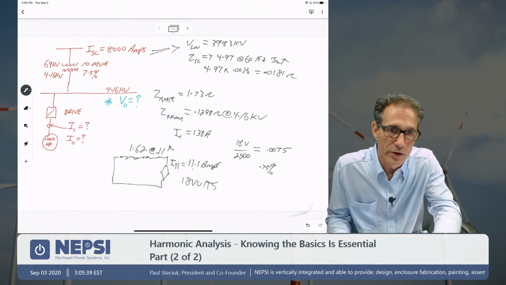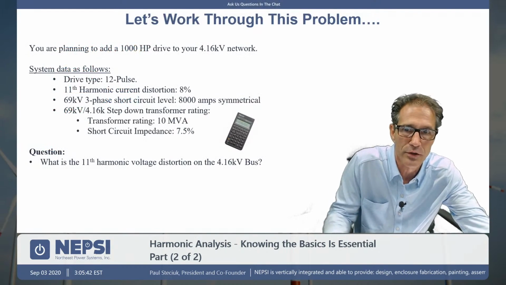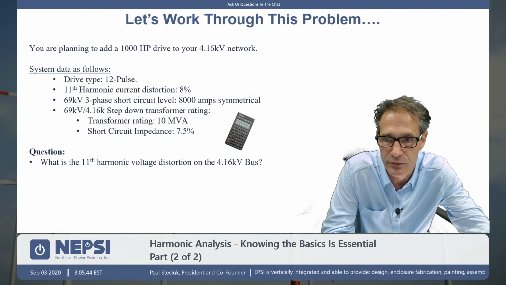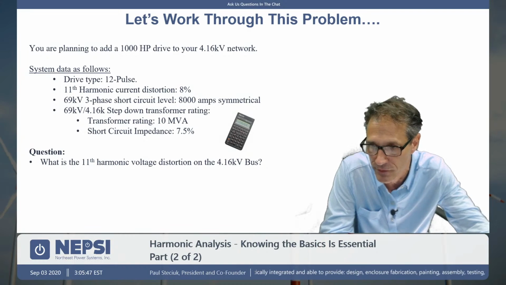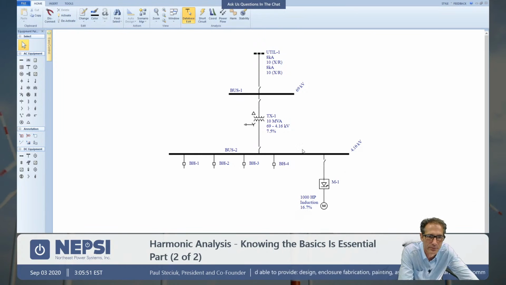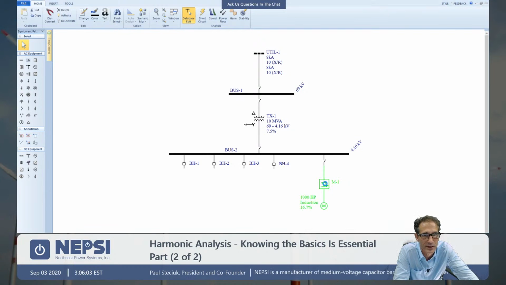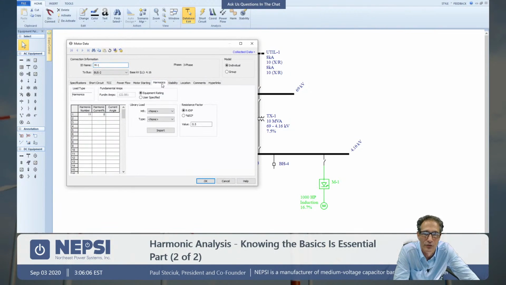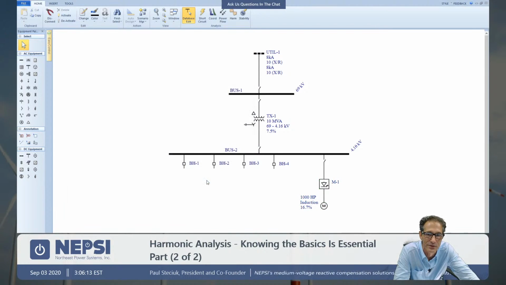So we can switch over. I just want to show you real quick, and I know we're kind of up against time, but let me switch over to a program that I often use, and here's that same problem here, and there, I'm small again. Okay, so here I have the 8 kA short circuit current, the transformer impedance 10 MVA, 7.5%, and I've got that drive. If I double click on the drive, you can come over and see the harmonic value, and I've got here the 11th harmonic, 8%. Okay, so 8% there.